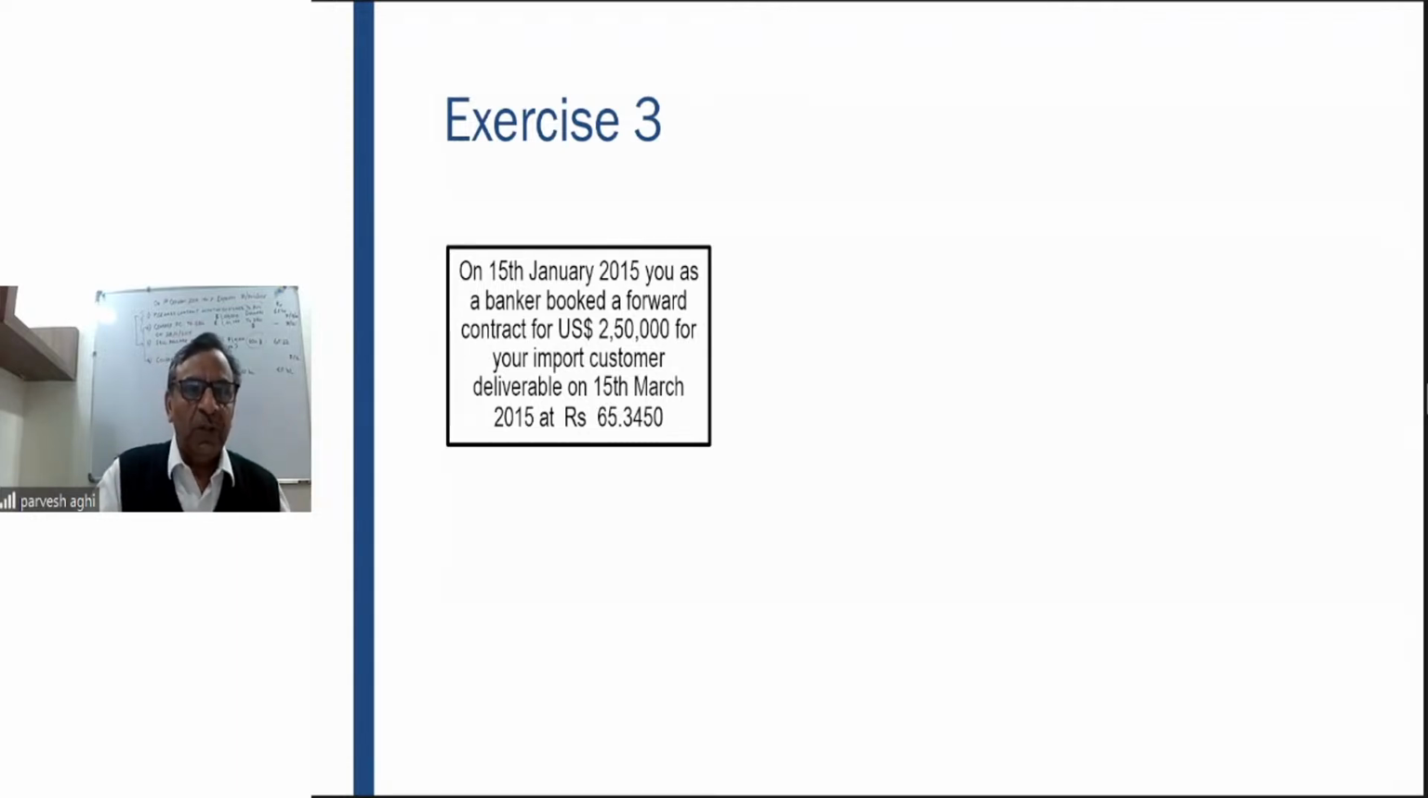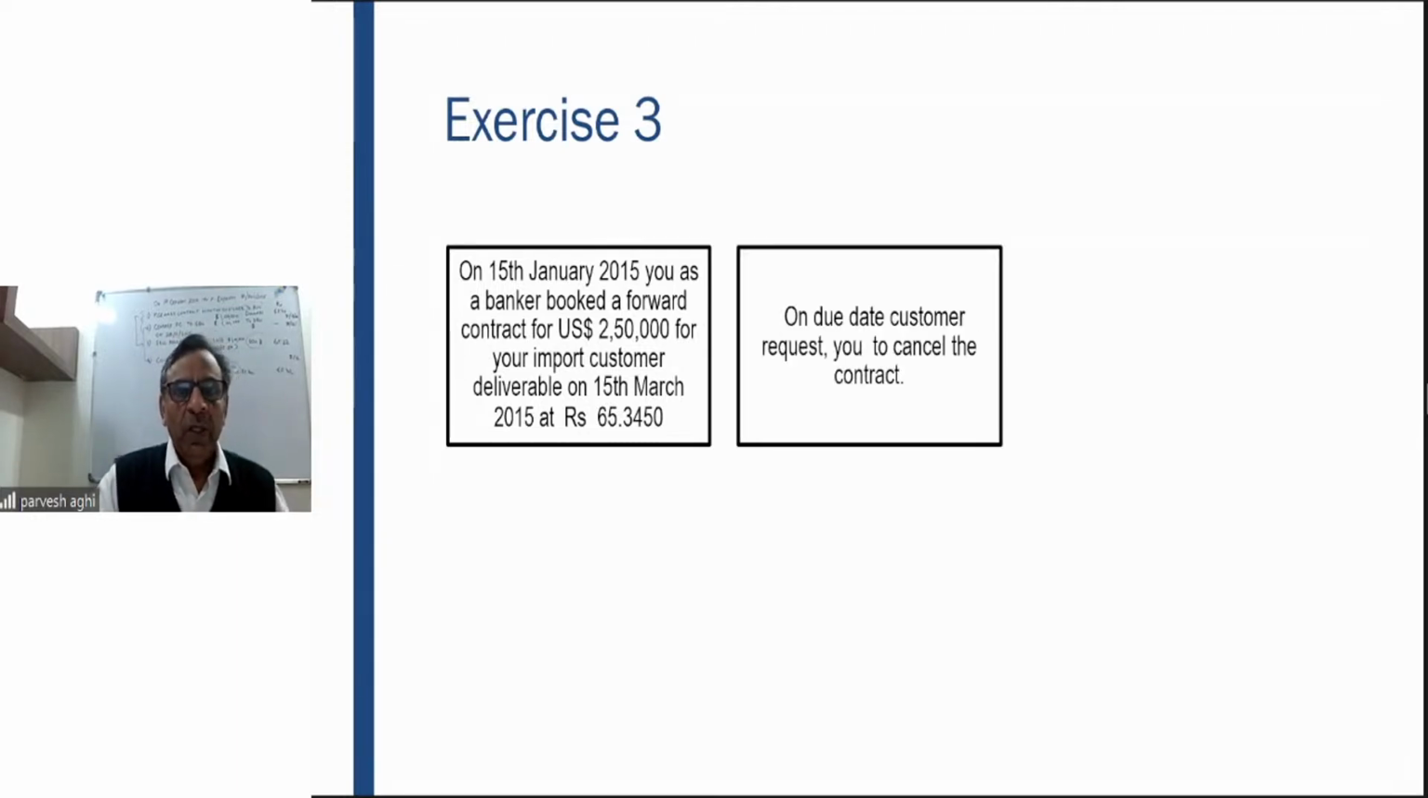So the customer has first bought the dollars from the bank. Now, because he's going to cancel it, he's going to cancel it by selling those dollars, isn't it? Fine. So on the due date, the customer requests to cancel the contract. Listen to me once again: he has bought the dollars from the bank. Now he doesn't require the contract anymore, so he needs to cancel. Once he has bought, he needs to now sell these dollars to the bank. So by buying and selling, the forward contract will get over.